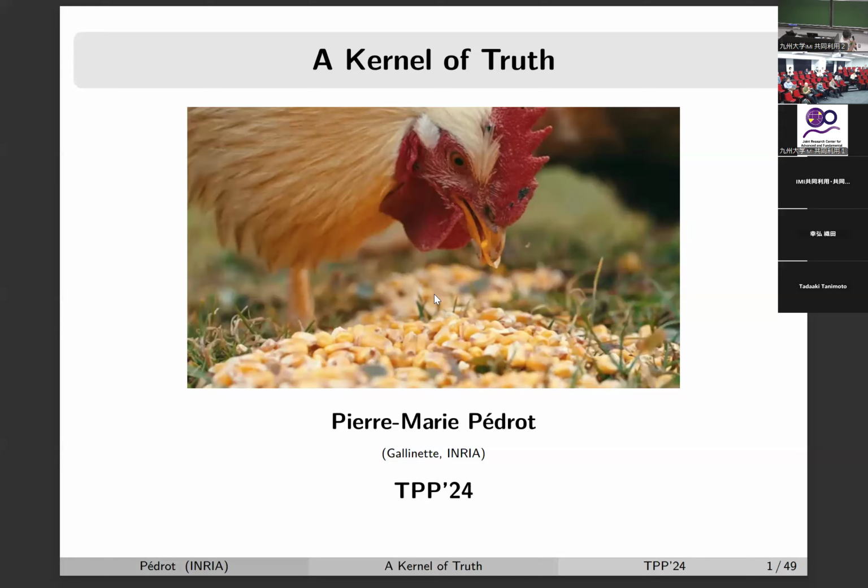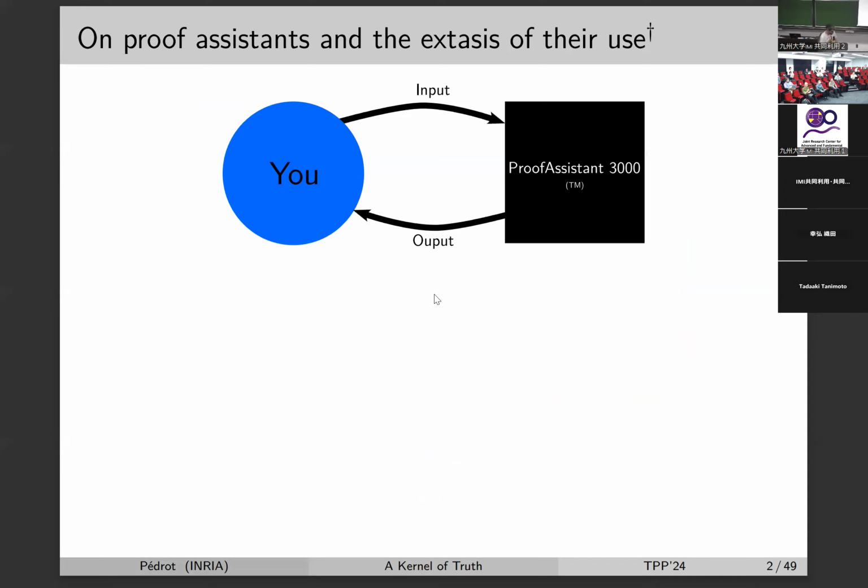Right, does it work? Yes. So today I'm going to talk about something that, as Jacques mentioned, comes from my other hat, which is being a developer of a major proof assistant. Before even getting into that, let me settle the situation a little bit.